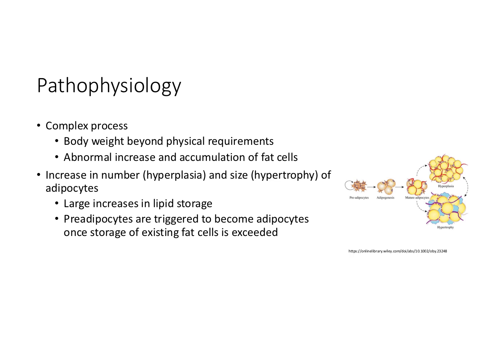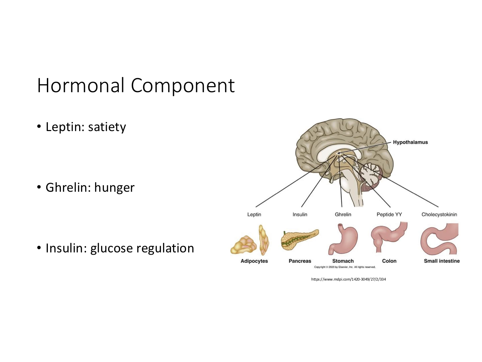So the pathophysiology of obesity is complex. This is when the general definition is body weight is beyond physical requirements, and we also have an increase in accumulation of fat cells. So there's an increase in the number of adipocytes, and that happens typically in childhood and adolescence. The actual number is usually reached at that time. And then the size or hypertrophy of adipocytes. So we have a certain amount, but they can grow in size. And so there's large increases in lipid storage, and pre-adipocytes are triggered to become adipocytes once the storage of existing fat cells is exceeded.